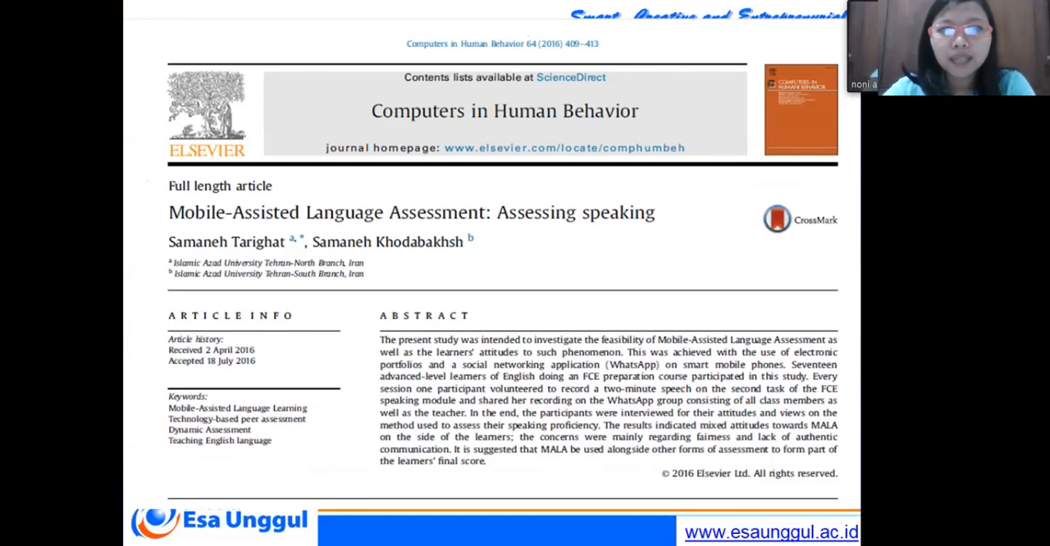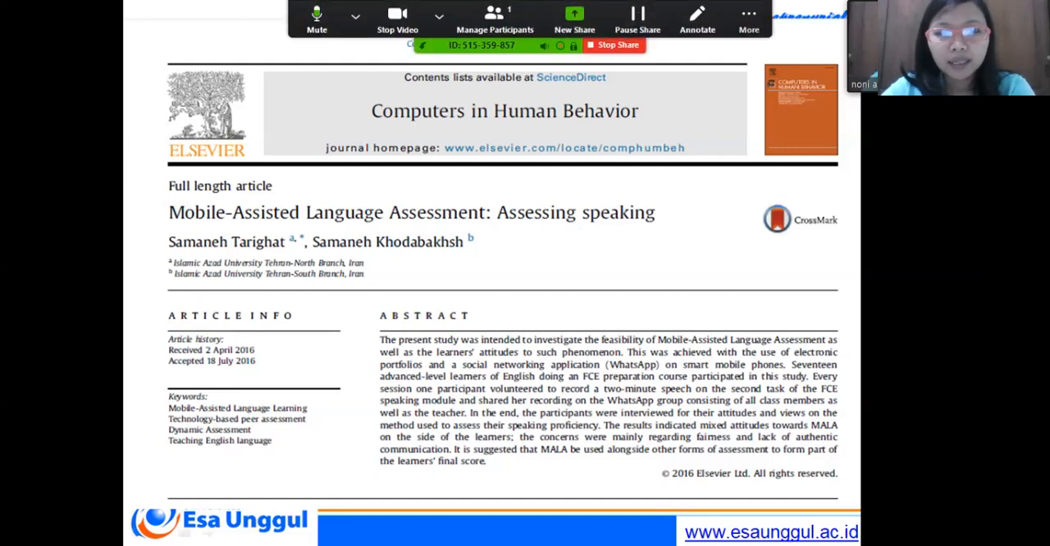Okay, now we look at this one. This is the article that is taken from Computers in Human Behavior Journal, and it was published in 2016. The title is Mobile Assisted Language Assessment: Assessing Speaking. The authors are Samanet Tarigat and Samanet Kodabaks. They are from Islamic Azad University, Tehran, North Branch, Iran.